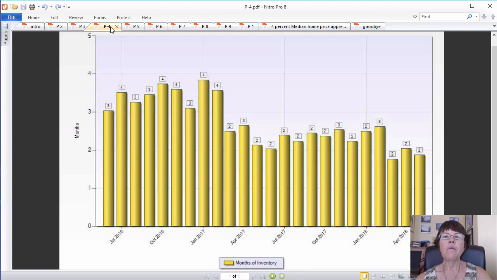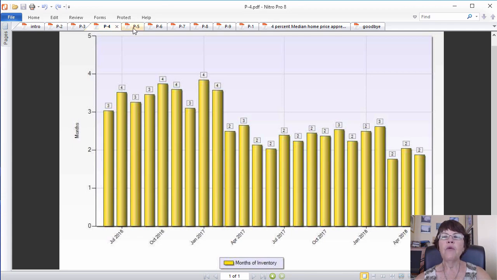The laws of supply and demand always rule supreme. 3 months worth of listing inventory results in a seller's market, and 2 months of listing inventory results in a strong seller's market. And this trend is not reversed until we reach 5 to 6 months of listing inventory. And there are no signs of that happening at the present time.